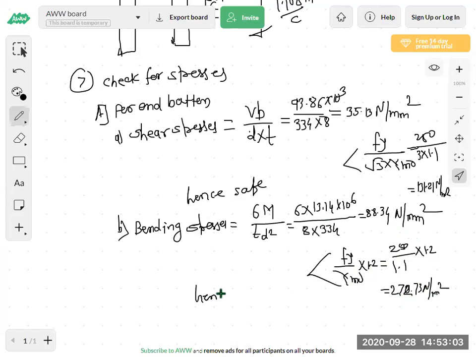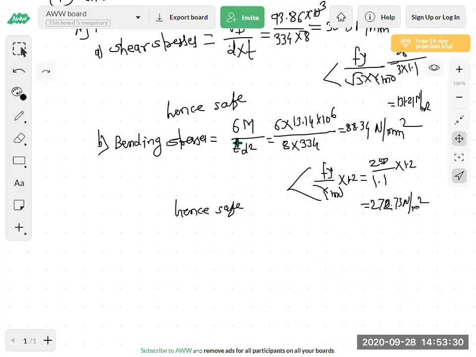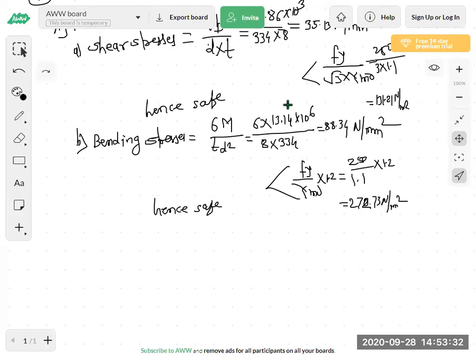The bending stress and shear stress coming on the end batten we have provided are safe, no problem. It means whatever end batten we have provided, it will carry this longitudinal force. Okay, so this is the check for end batten.